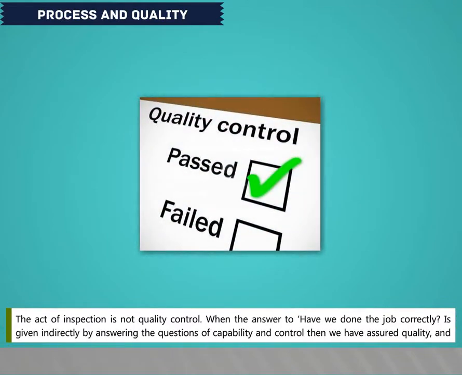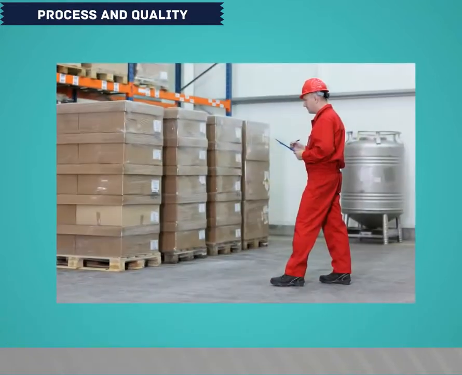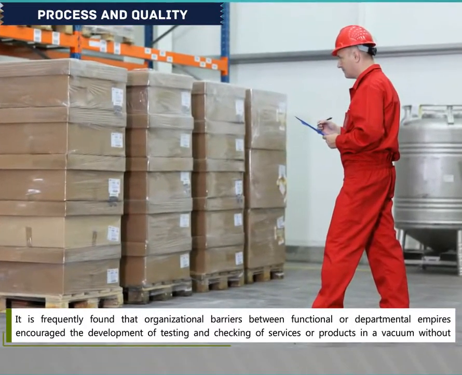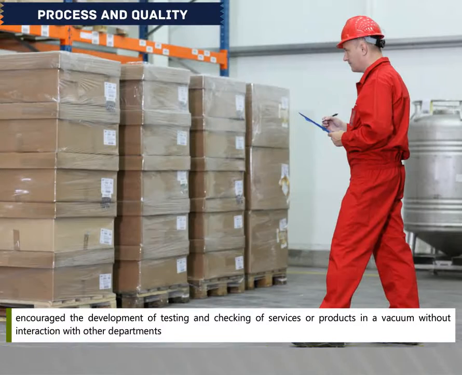The act of inspection is not quality control. When the answer to "have we done the job correctly" is given indirectly by answering the questions of capability and control, then we have assured quality, and the activity of checking becomes one of quality assurance, making sure that the product or service represents the output from an effective system to ensure capability and control. It is frequently found that organizational barriers between functional or departmental employees encouraged the development of testing and checking of services or products in a vacuum without interaction with other departments.